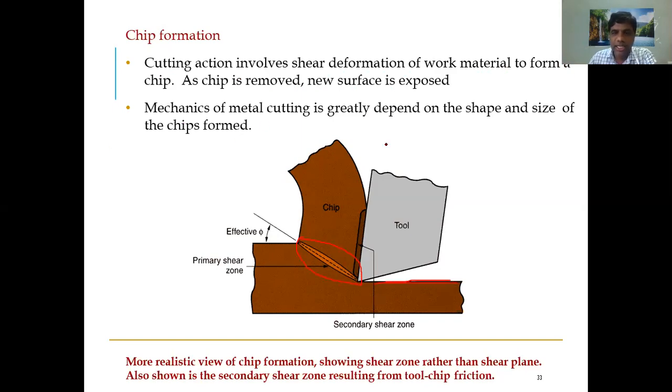Mechanics of metal cutting greatly depends upon the shape and size of the chip formed. These chips are of different sizes and different shapes. The finishing depends upon the chip, and this chip size and dimension depends upon your cutting tool and its rake angle. In this way, rake angle is very important. Rake angle will control the force coming on the workpiece, and the finish of the workpiece is also controlled by the rake angle.